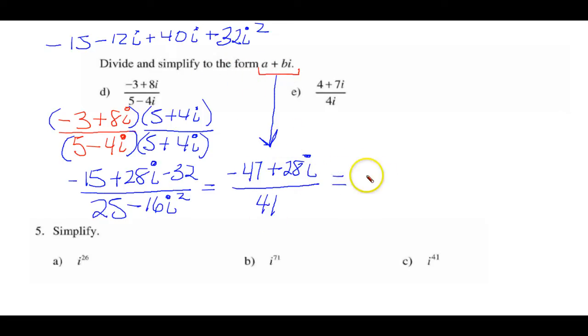Well, we just separate them over the separate denominators. So this will be a negative 47 over 41 plus 28 over 41, and then we put the i out here in the numerator, but separately. So now this is officially in standard form. And I believe that's how they show it below too. Yes.